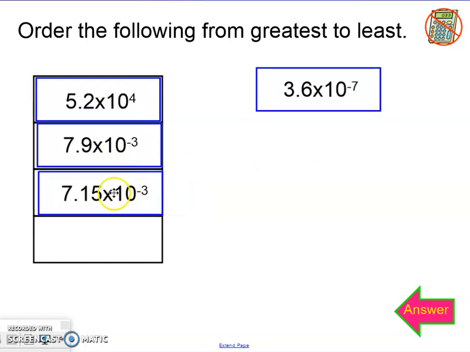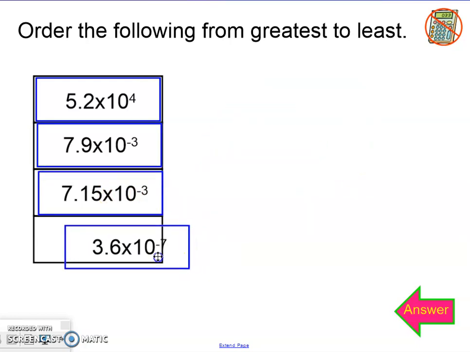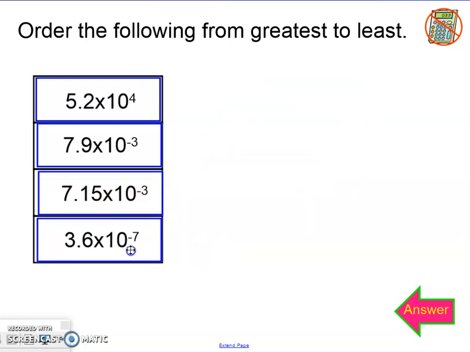And then 7.15 times 10 to the -3rd. And last, that 3.6 times 10 to the -7th. I know that's the least because -7 is furthest to the left on the number line. That's the smallest exponent.